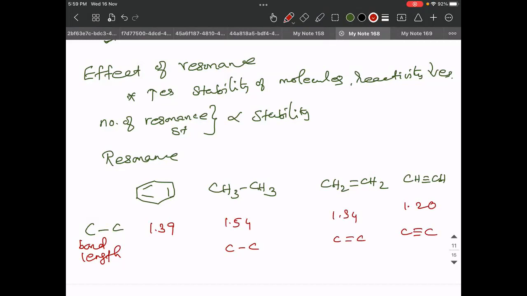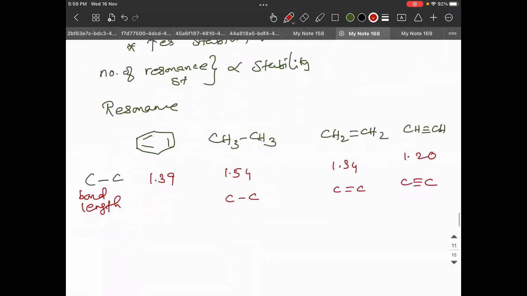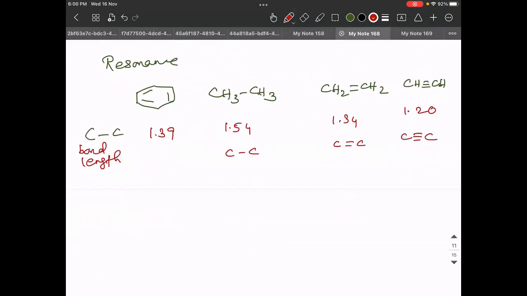But 1.39 is neither a single bond nor a double bond, right? It is more than 1.34, correct? It is less than 1.54. It is not 1.20. That is why they say the bond order is 1.5. What causes this? Due to the resonance. Is it okay?